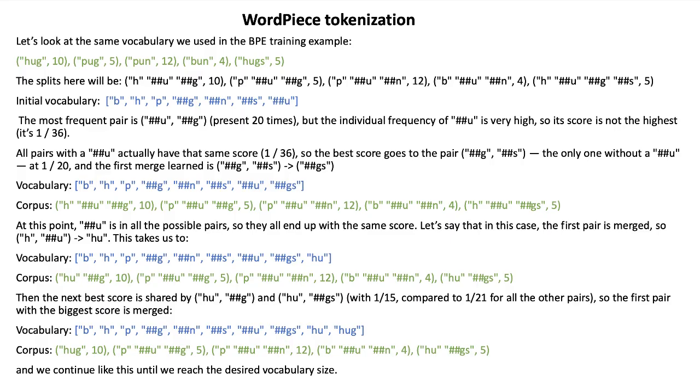We start with an initial vocabulary that includes all these pieces. The most frequent pair is ##U and ##G. But because ##U is very common on its own, its score isn't the highest. Instead, the best pair to merge is ##G and ##S, which gives us a new token ##GS. Next, we see that H and ##U often appear together, so we merge them into HU. Then the next best merge is HU and ##G, giving us the token hug. By following the step-by-step scoring and merging process, WordPiece builds tokens in a smart way that balances frequency and flexibility. And just like with BPE, this continues until we reach the desired vocabulary size.